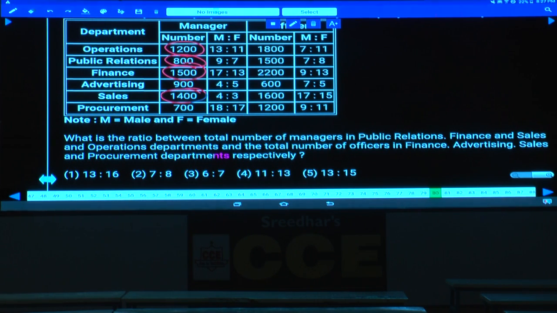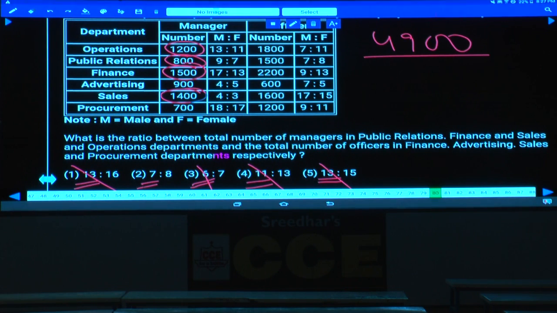Sum of these numbers, 1200, 800. Sum of other two numbers, 1500, 1400, 2900. Total 4900. Is 13 a factor of 4900? Is 7 a factor? Is 6 a factor? First and third cannot be the one. Is 11 a factor? Is 13 a factor? Need not calculate the other one. 7:8 final answer. Basically you are supposed to calculate the denominator value also, but the numerator should be a factor of 4900. There is only one factor available. You are done.